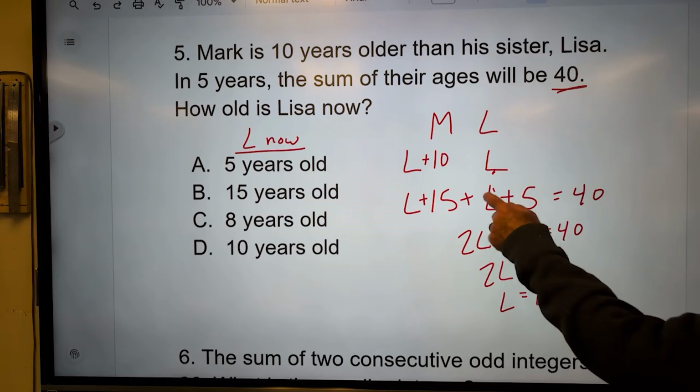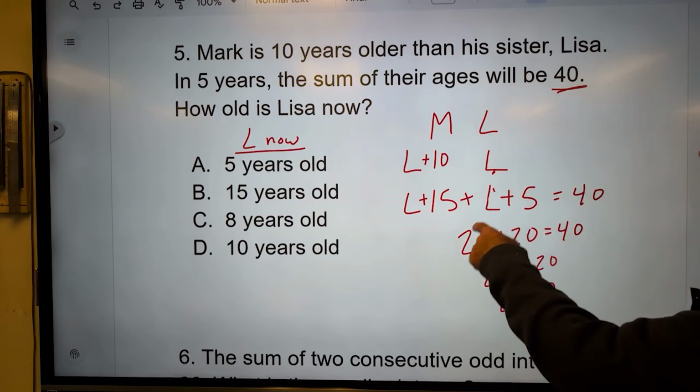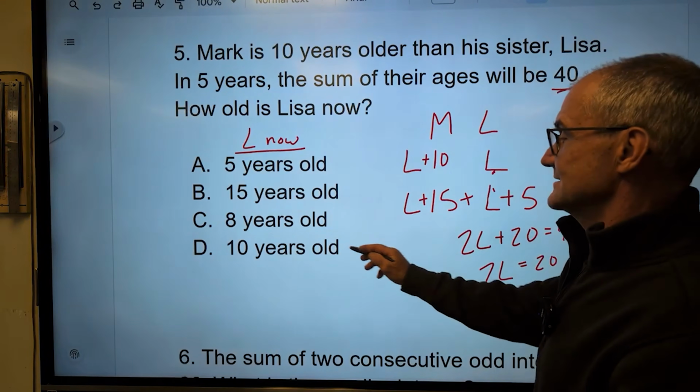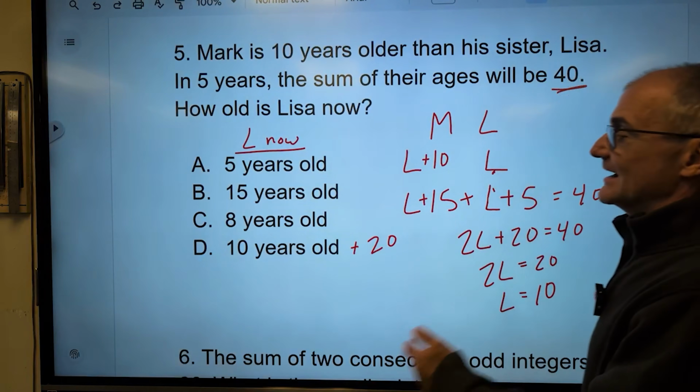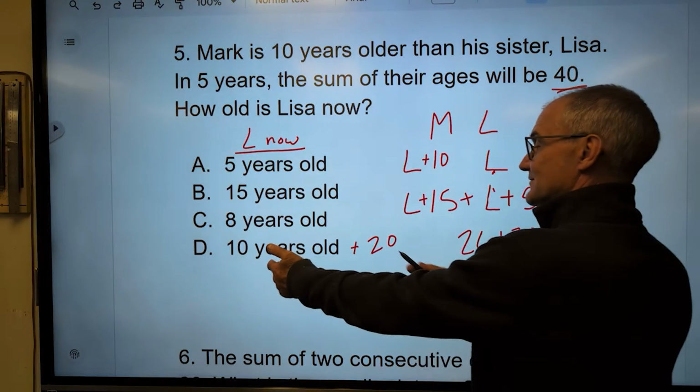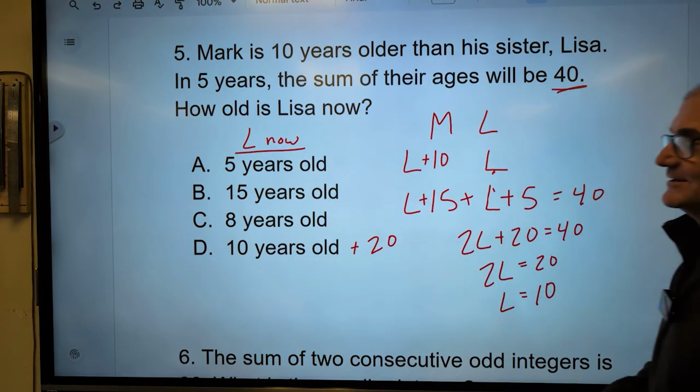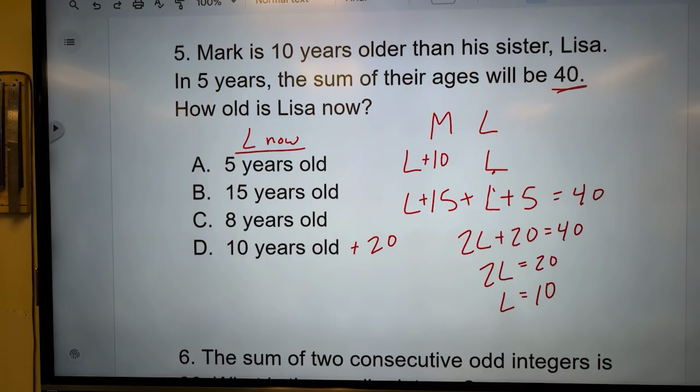Mark is 10 years older than his sister Lisa. So Mark would have to be 10 years older. Mark would have to be 20. In 5 years, she would be 15 and he would be 25, which would give me the 40. I'm not really seeing a trick on this one.